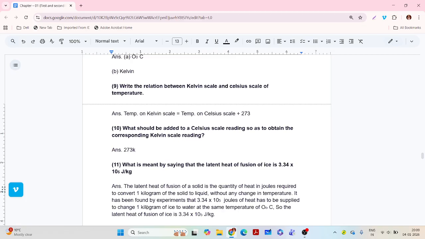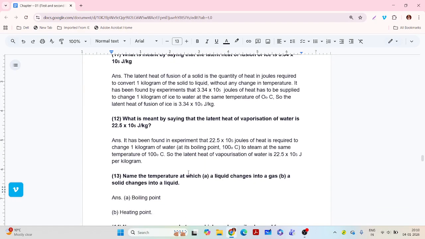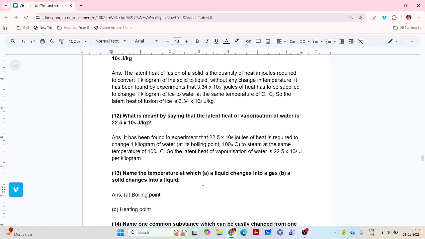It has been found by experiments that 3.34 into 10 to the power 5 joules of heat has to be supplied to change 1 kg of ice to water at the same temperature of 0 degrees Celsius. So the latent heat of fusion of ice is this. But it's not in your syllabus, so no need to see this question. Name the temperature at which a liquid changes into gas. It's its boiling point, and a solid changes into liquid at its melting point.